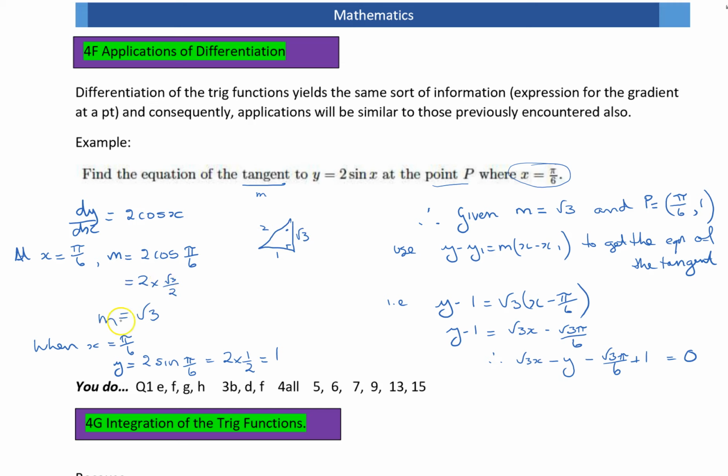Now, the other piece of information I'm missing is the y value for the point P. So I know that x is equal to pi on 6. To actually get the y value, we use this expression, 2 times sine of pi on 6. And again, pi on 6 is our 30 degrees. Sine of pi on 6 is a half. So our y value is 1. I've got, therefore, given that the gradient is root 3 and P is this.